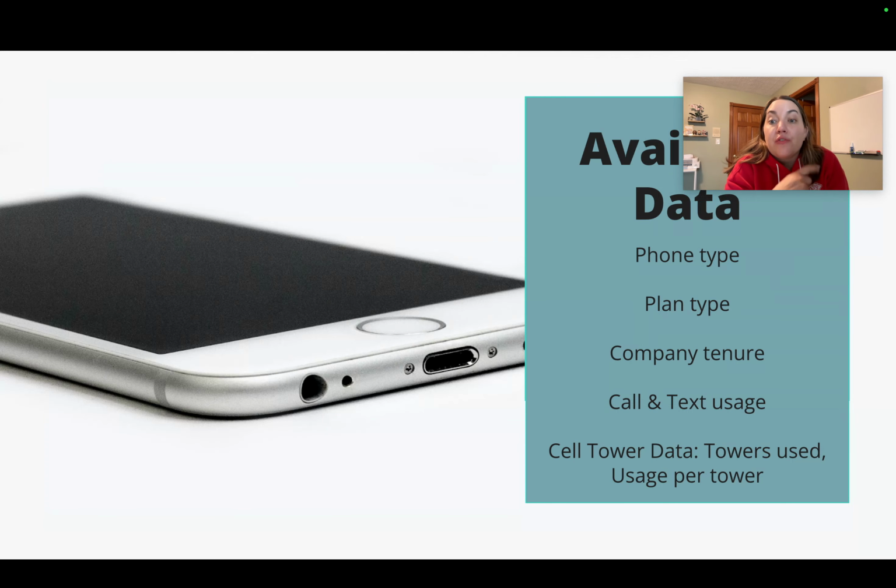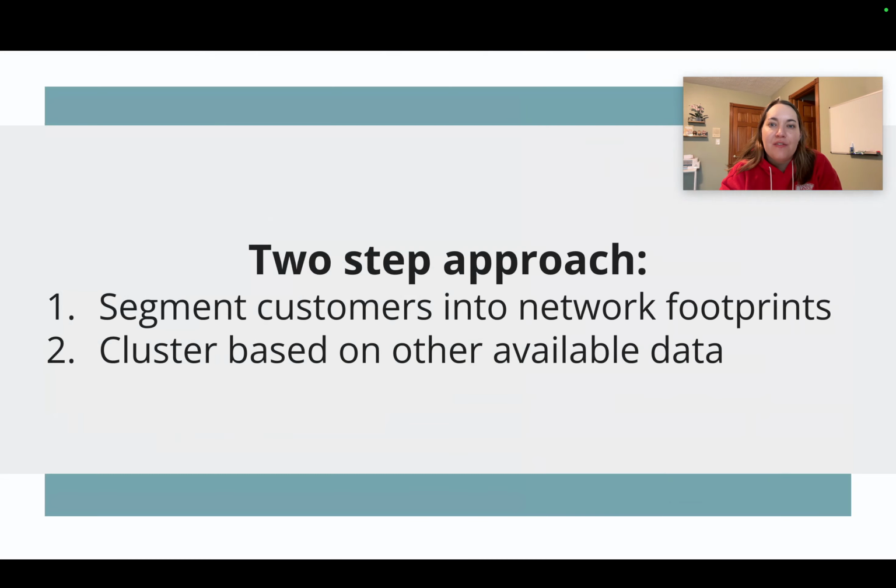So available data, we knew their phone type, their plan type, company tenure, how long they'd been with Sprint, call and text usage, so how many calls and texts they make, and also how long they stay on the phone, dropped calls, roaming charges, data, number of towers they use. So if they're pinging off of a lot of towers, where those towers are, usage per tower, all of that really interesting stuff. And I started to dive in. As I started going, I was finding some interesting things. And I found pretty quickly that I really needed to take a two-step approach. So this first approach has nothing to do with K-means. It's just to set up the first part. So I'm going to go through it really quickly.